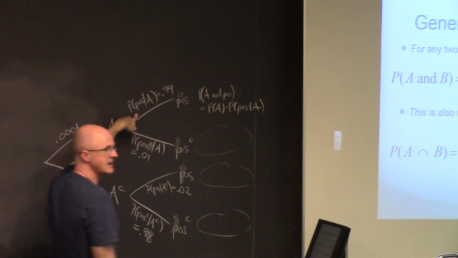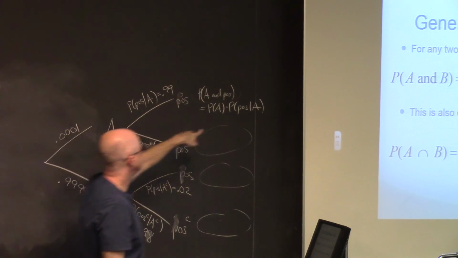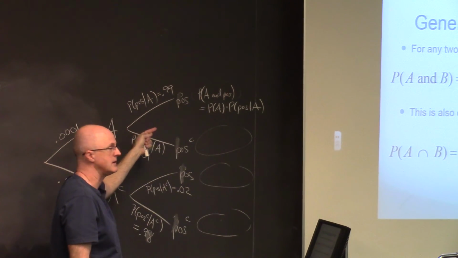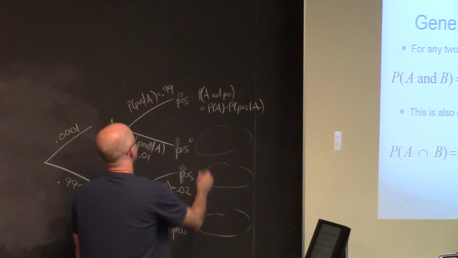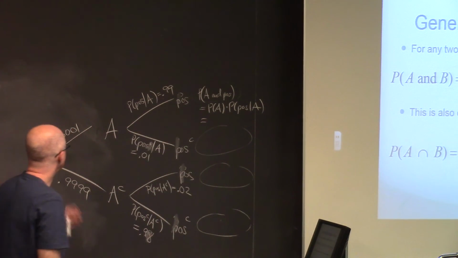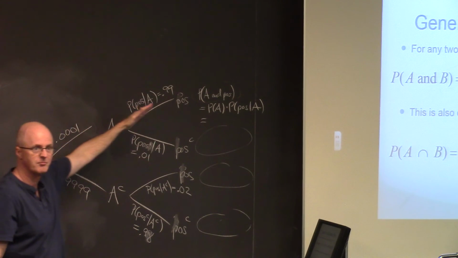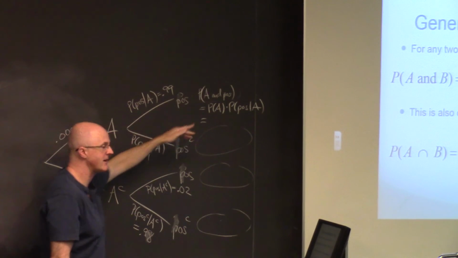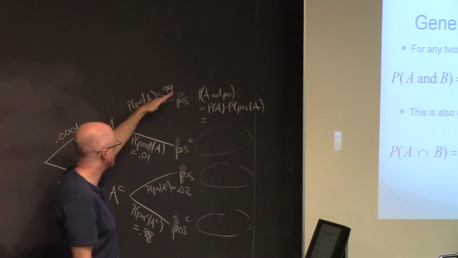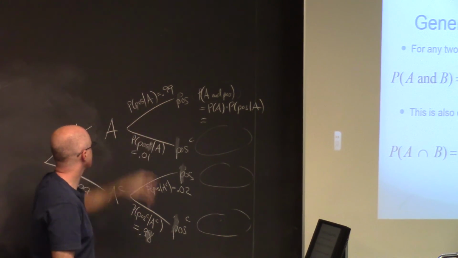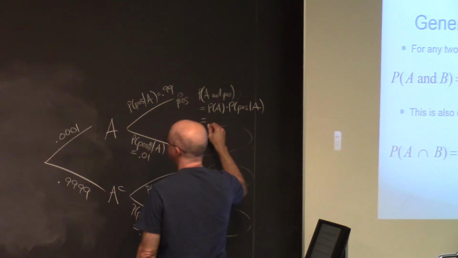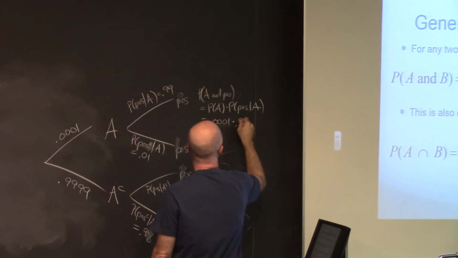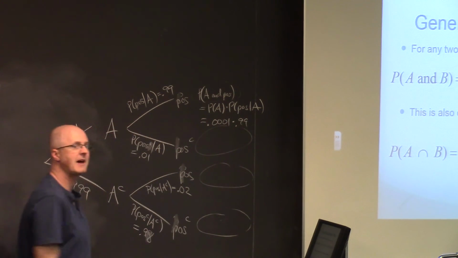Where I put the unconditional probability of A there, and the conditional probability of positive given A, based on what I'm given, what I know. Use that formula. To find that, you just end up multiplying the numbers along each route through the branches. To get to that spot right there, you go up this branch and then up this branch. Multiply the numbers along that path. You get 0.0001 times 0.99. Do the same for the other ones.